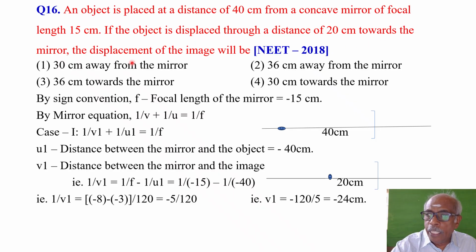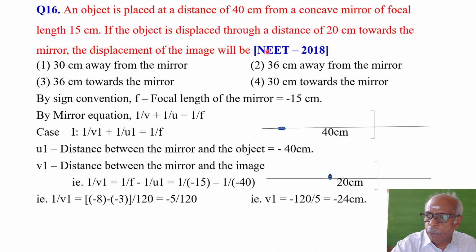The displacement of the image will be, in both the cases, we will get image at some points. What is the displacement of the two images? That you are going to get. So you are given four options: 30 centimeter away from the mirror, 36 centimeter away from the mirror, 36 centimeter towards the mirror, and the fourth one is 30 centimeter towards the mirror. Which is the right answer? So let us solve the problem.